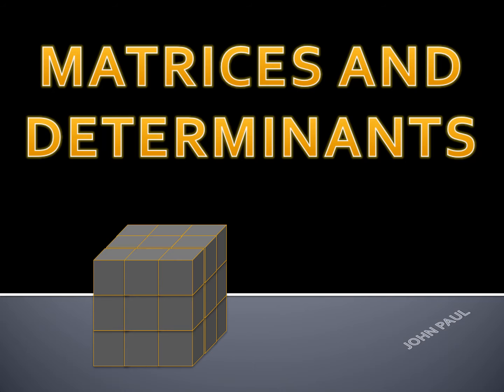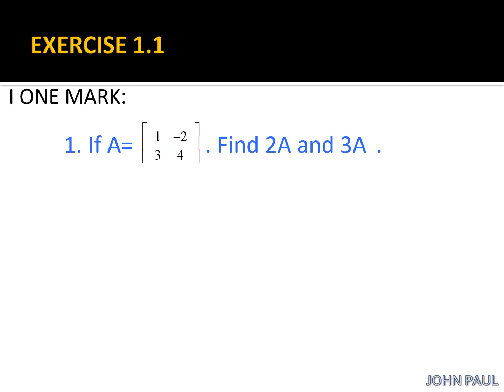Matrices and determinants. Exercise 1.1. One mark problems. First problem: if A equal to [1, -2; 3, 4], find 2A and 3A.